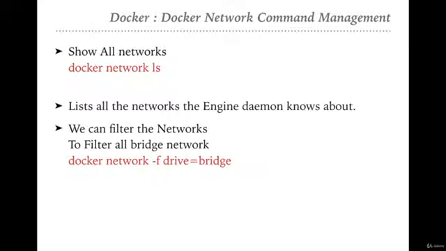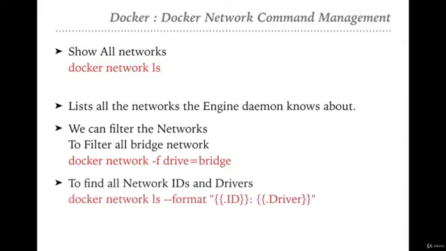So the docker network filter command will work on a key-value pair. You need to define the key and value about which you want to apply the filter. To find all the network IDs and drivers, you can use a command like docker network ls --format, and then you can provide a simple JSON format. It is again a JSON object and JSON value, right?